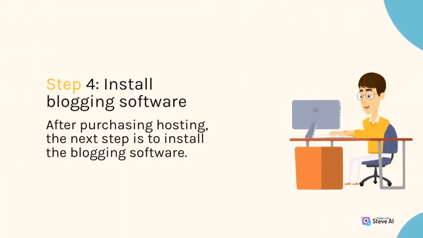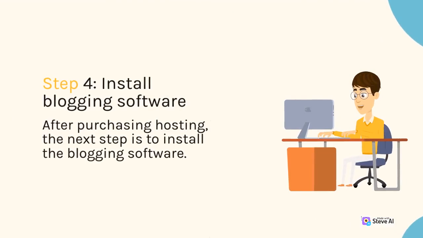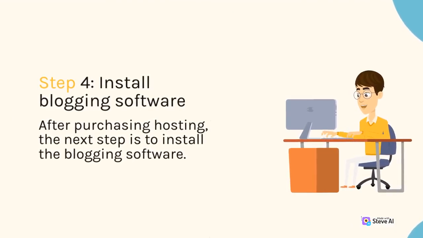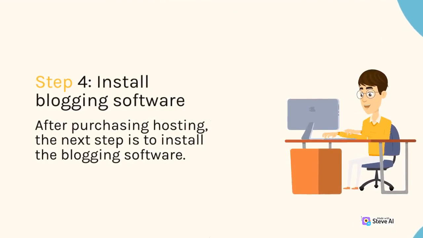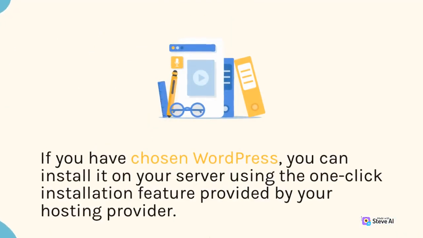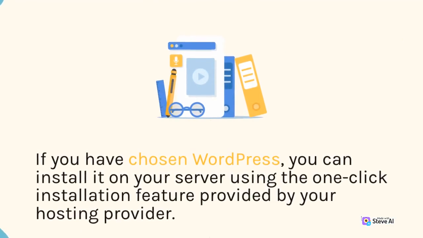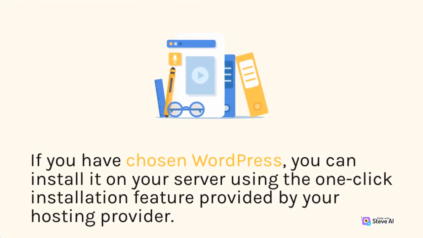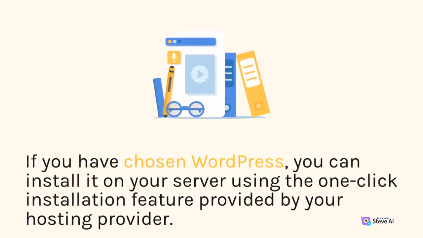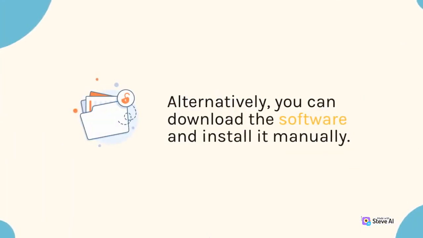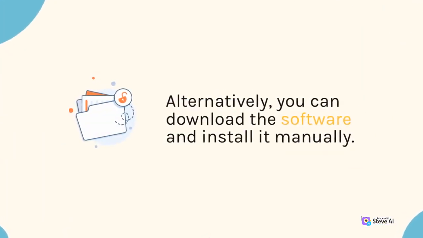Step 4. Install blogging software. After purchasing hosting, the next step is to install the blogging software. If you have chosen WordPress, you can install it on your server using the one-click installation feature provided by your hosting provider. Alternatively, you can download the software and install it manually.